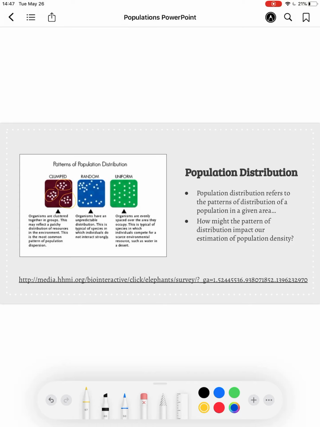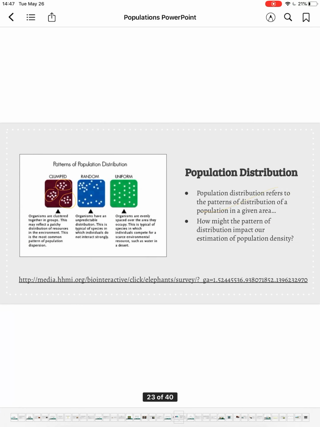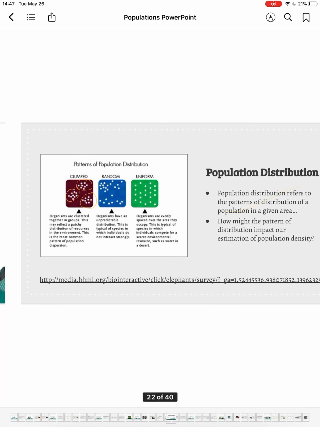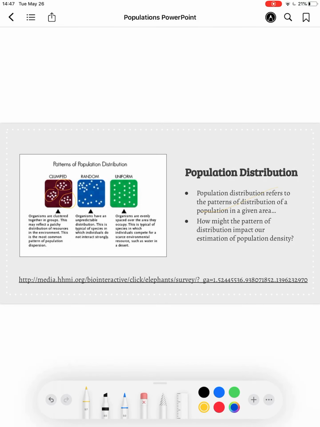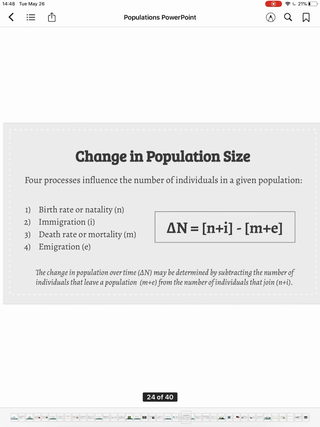So population distribution refers to the patterns of distribution of a population in a given area. How might the pattern of distribution impact our estimation of population density? If we're doing our estimations like we did back here, that's really following a uniform distribution, which really isn't likely what's going to happen in real life. We're going to just assume it's uniform, but it's not really. So this could definitely affect how we're going to estimate population density.